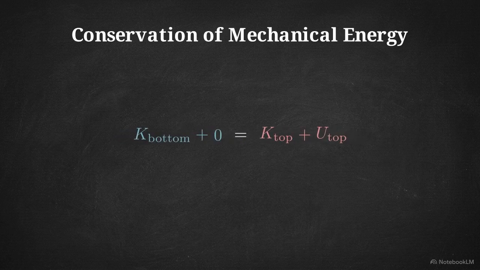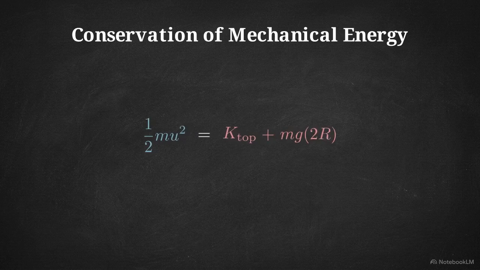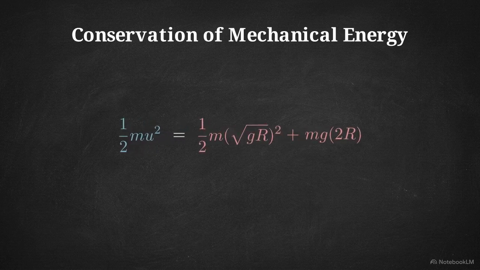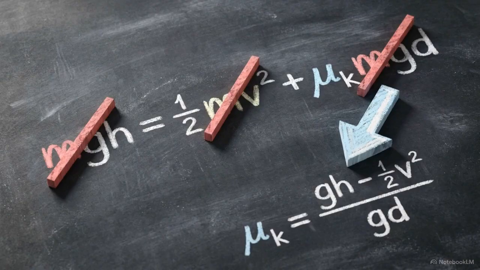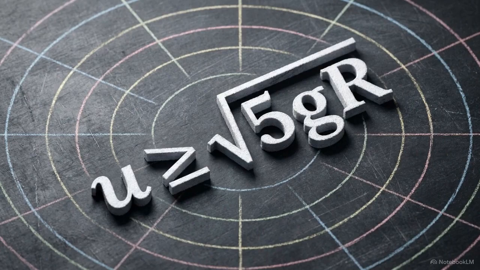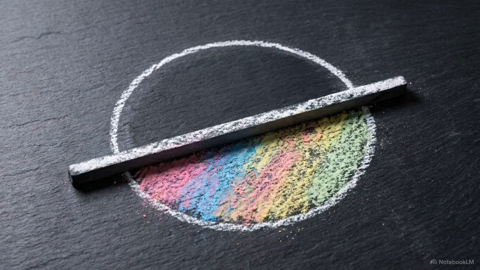Setting initial potential energy to zero, the kinetic energy at launch must equal the new potential energy at the top, mg times 2r, plus the kinetic energy dictated by our critical apex speed. Solving this equation reveals the minimum requirement for a full loop. To sustain tension through the entire curve, the initial launch velocity, u, must be at least the square root of 5gr. Having defined the upper boundary, we evaluate the secondary threshold.